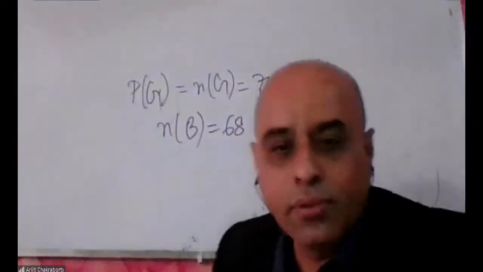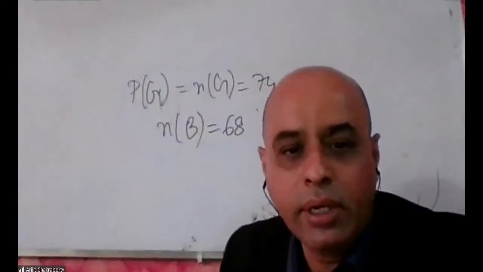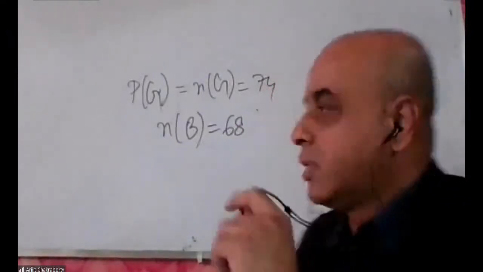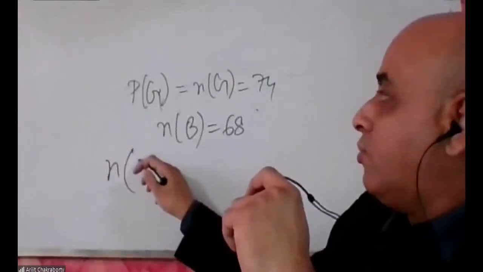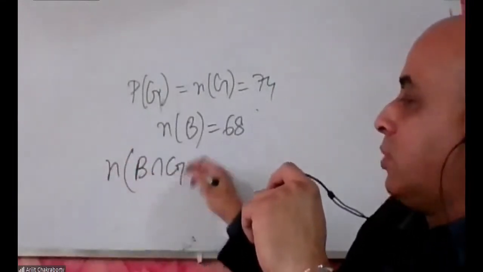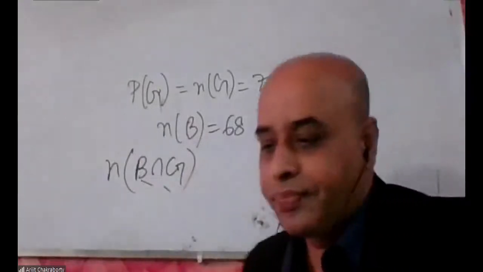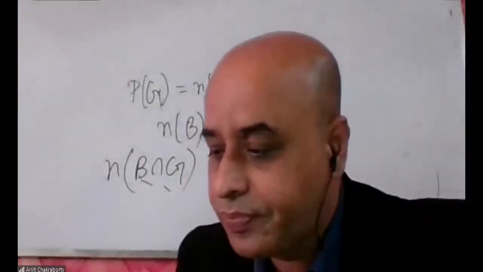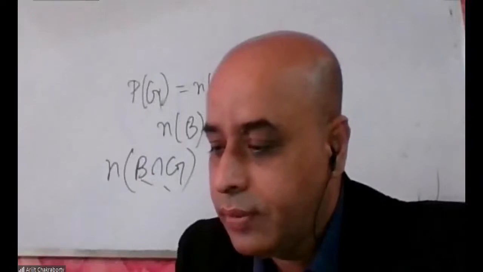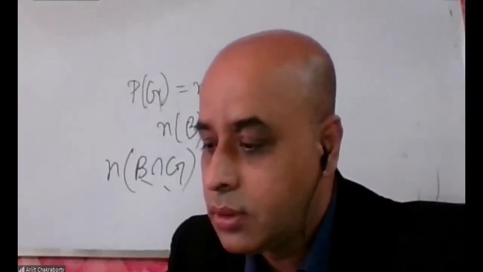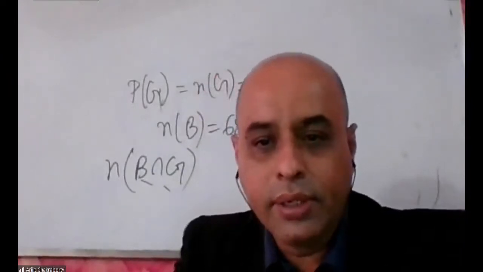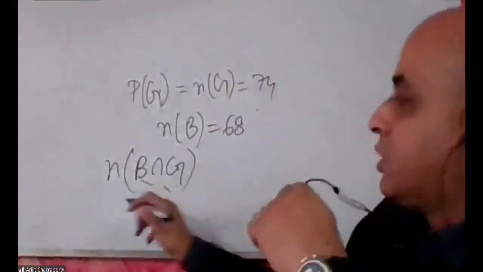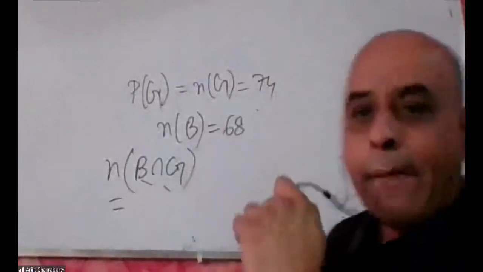Okay. So therefore, we have to find out how many are there who like both grapes and bananas. That means n(B and G), those people who like both bananas and grapes. Please note 74, 68 and 100. So this will be shown like this.